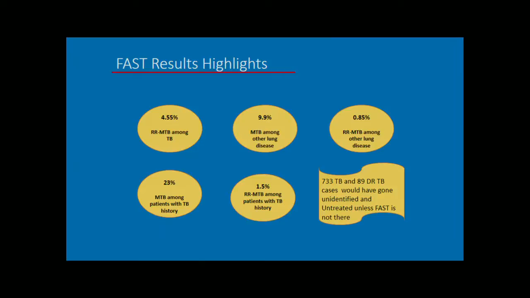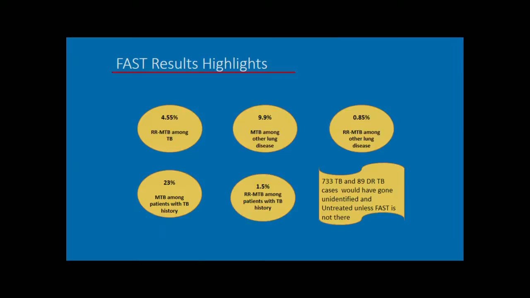And from other lung disease, who were not even suspected as TB, 9.9% of them were diagnosed as TB. And rifampicin-resistant MTB among other lung disease, even those not diagnosed as TB, from them we diagnosed some MDR TB also. This is 0.85%. And patients with a history of TB, but who recently were not suspected as TB. From among them, 23% came out as Mycobacterium TB positive. And rifampicin-resistant MTB among patients with TB history is 1.5%.